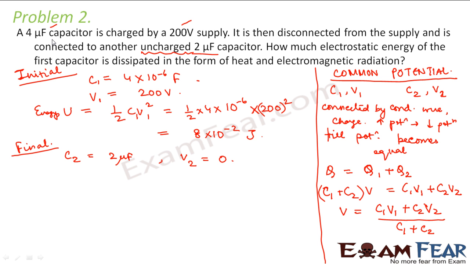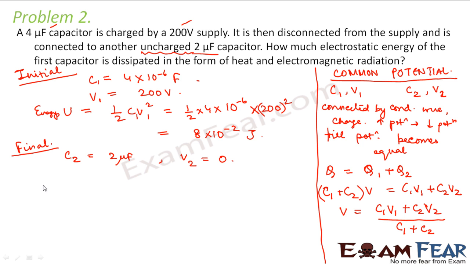Charge will start flowing from the capacitor at higher potential to the capacitor at lower potential. So here which capacitor is at lower potential? C2, because the potential is 0. So the charge will start flowing from C1 to C2 till the potential V1 and V2 becomes equal. So V1 and V2 will become equal at one point and that value is the common potential.